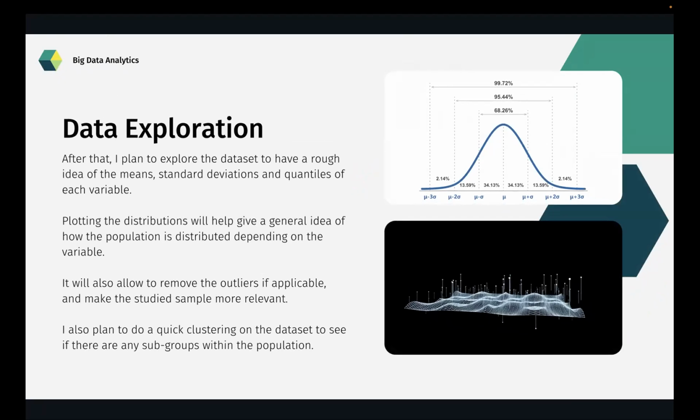For the data exploration, my plan was just to explore it, to have a rough idea of the key values of the distributions for every variable. Plotting the distributions will give me, and eventually a client, if I have to work with a client, a general idea of how the population is distributed. It will also allow me to remove the outliers, if any, and make sure that the sample is more relevant. I also plan to do a quick clustering on the data set just to see if there are any subgroups within the population. I don't think it's going to help with the prediction, but it's just for visualization purposes and maybe understanding the population a little bit more.